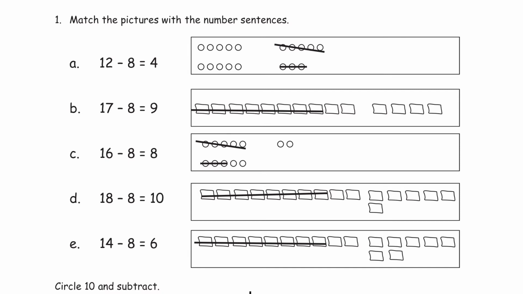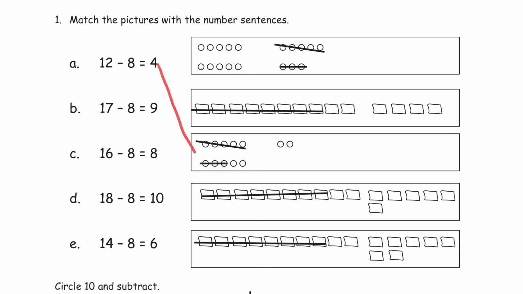Oh, I love doing these. All right, let's match these up. So what we're looking for is we have 12 minus 8 equals 4. So we need to find a picture over here that has 12 with 8 crossed out or subtracted and 4 left over. So I'm looking through here. Well, that's more than 12. That's more than 12. Oh, here we go. 5, 10, 11, 12. I think we found a match. Then they crossed out 8. And there's 1, 2, 3, 4 left over. All right, that's a great match right there. So I'm going to draw my line down from 12 minus 8 equals 4 to right there.